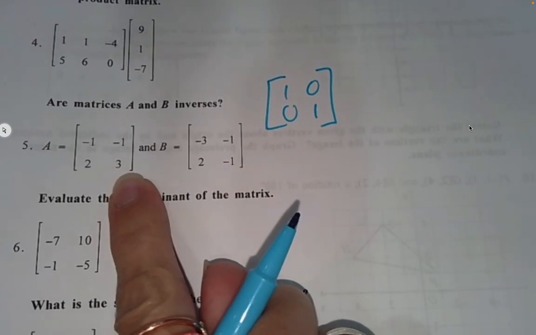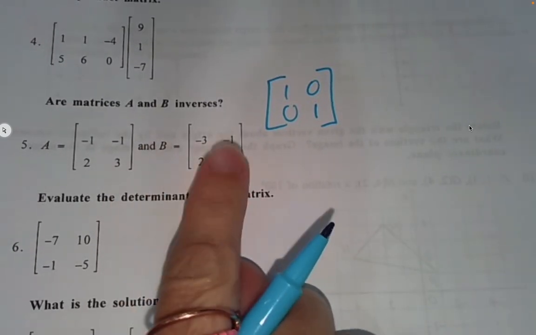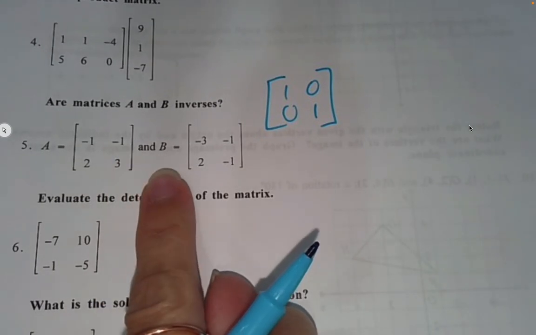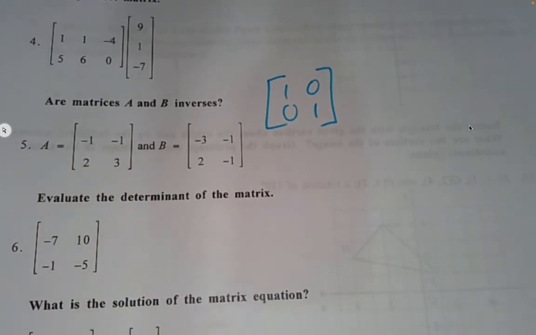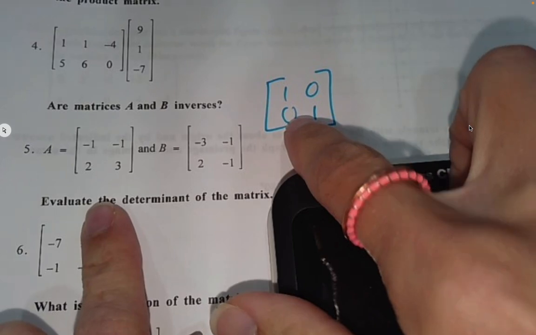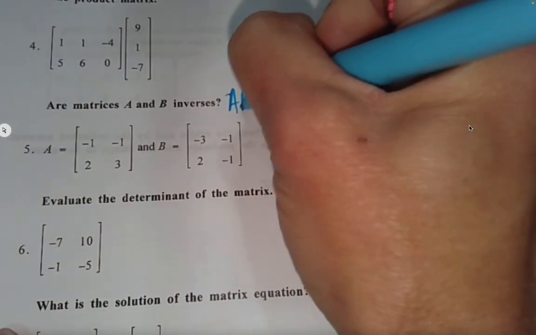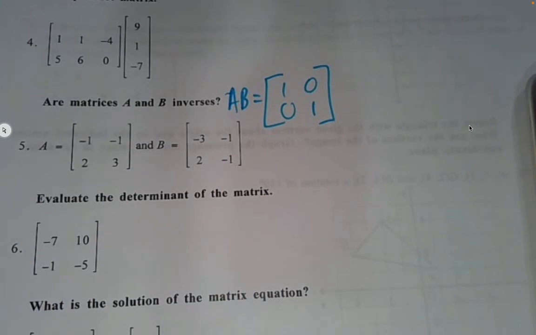But really, I think, wouldn't you have to check them both? You would have to do B inverse and make sure that one works too. I don't know. Maybe. They all work for me either way. Yeah. So you just multiply. Yeah, I would just multiply them, and then they should equal that. So I would just say A times B should equal that.